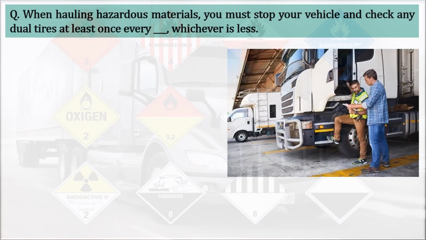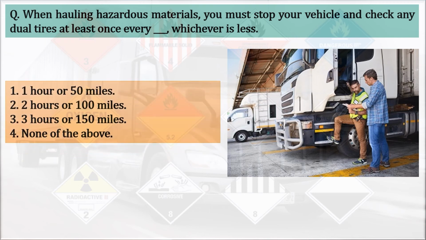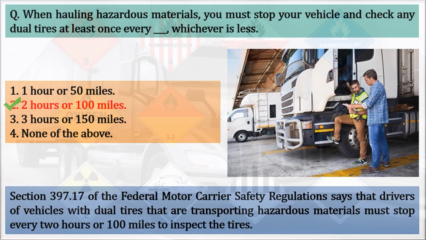Question: when hauling hazardous materials, you must stop your vehicle and check any dual tires at least once every, whichever is less. Option number 1, 1 hour or 50 miles. Option number 2, 2 hours or 100 miles. Option number 3, 3 hours or 150 miles. Option number 4, none of the above. The answer is option number 2, 2 hours or 100 miles.